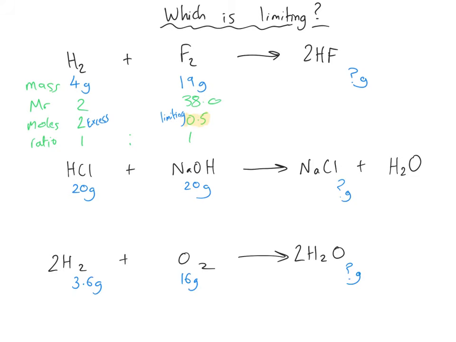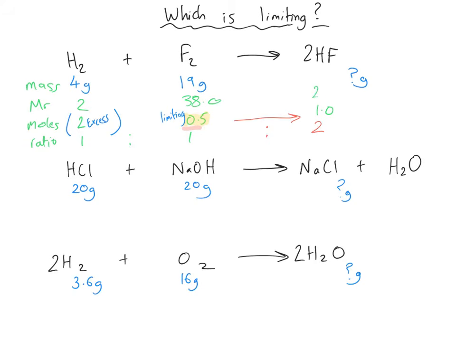And so from here on in, we can ignore the hydrogen and we can only use the fluorine. So we've got 0.5 moles of fluorine. And so if we then track this along, the ratio of fluorine to hydrogen fluoride is 1 to 2. So our moles of hydrogen fluoride will be twice as big as our moles of fluorine, so it'll be 1.